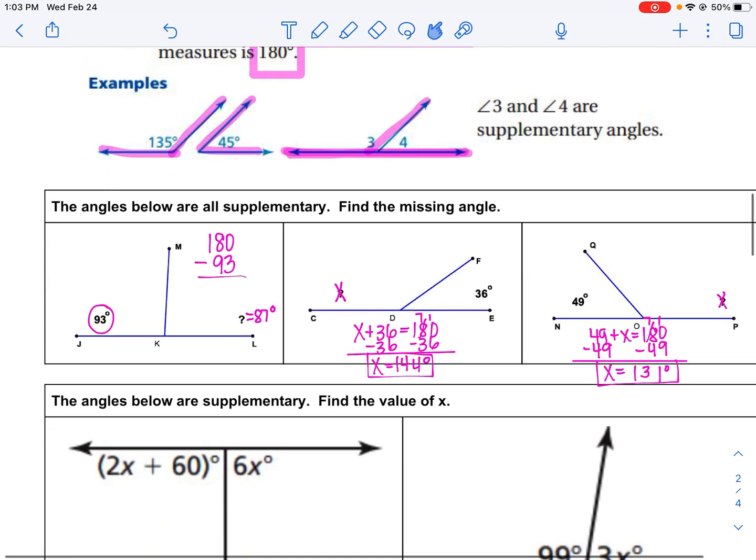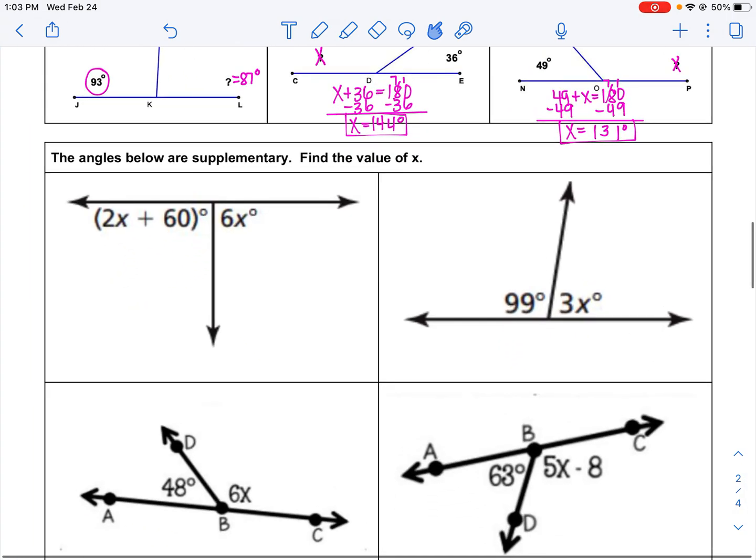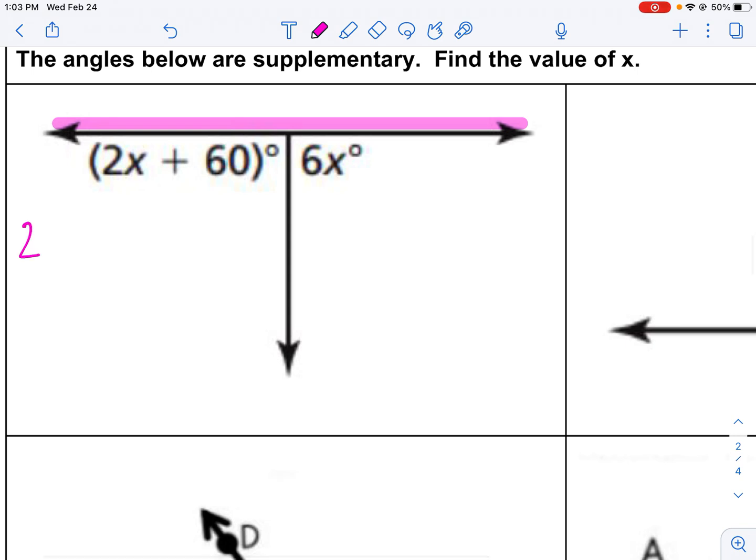All right, so to get into some more complex ones, we're going to take a look at these 4 examples. I might have you guys try a few on your own. They are just like complementary, except we're applying 180 degrees to them. So we're thinking this has a straight line. So in the first example, we know one of the angles is 2x plus 60. We know the second angle is 6x. So we're going to add those together to equal 180.